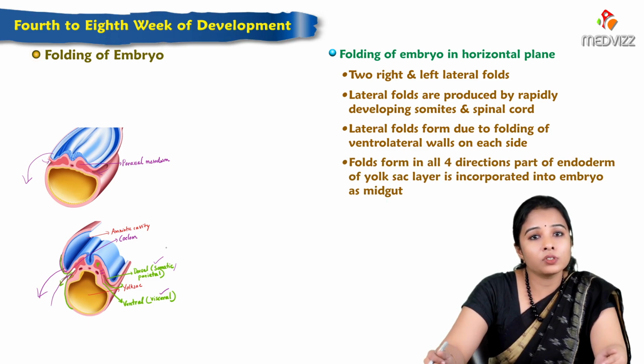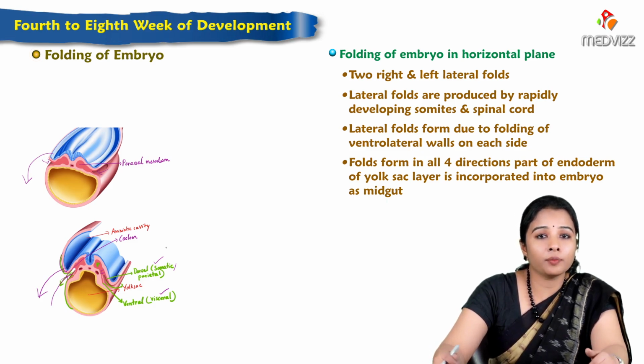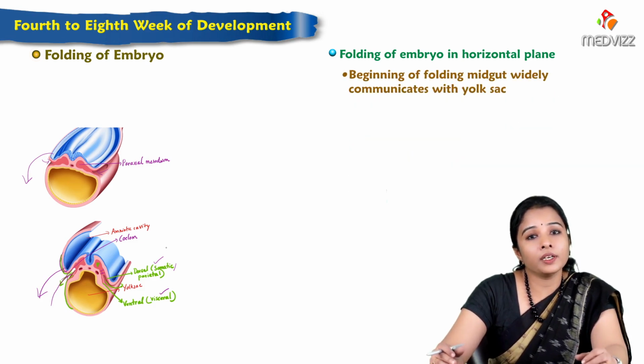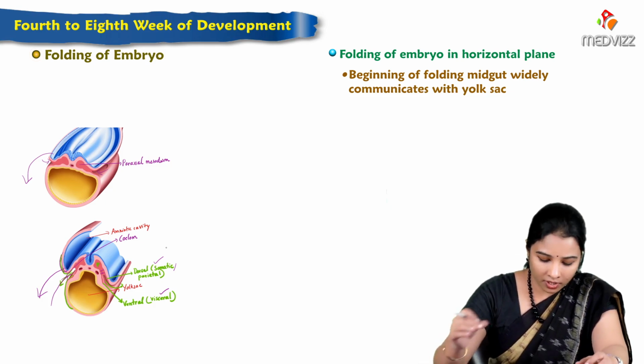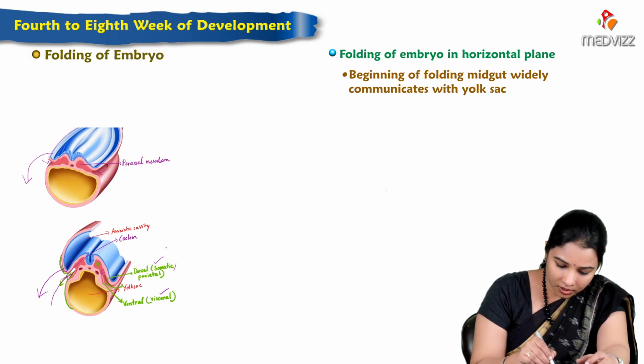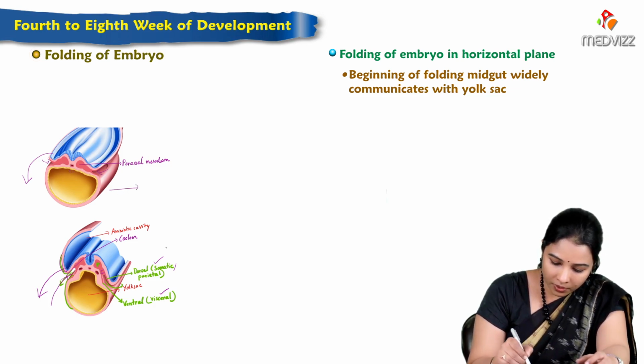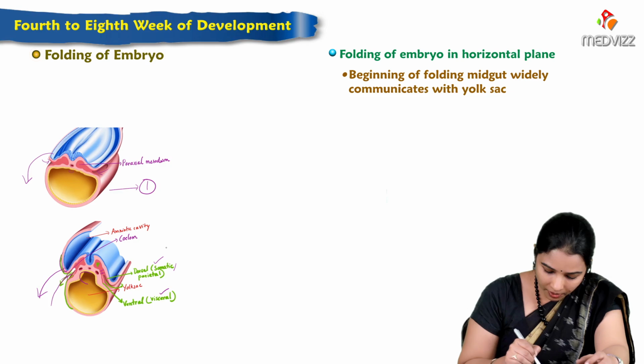As the folds form in all four directions, part of the endoderm of the yolk sac layer is incorporated into the embryo as the midgut, which we saw earlier. At the beginning of the folding, the midgut widely communicates with the yolk sac. You can see this: first, there is no midgut at all in the first picture. In the second, we can see the part that forms the midgut, and you can appreciate its communication from here to here with the yolk sac cavity.